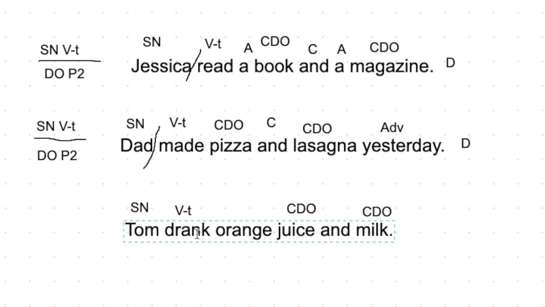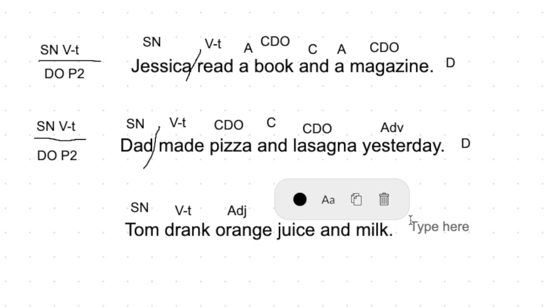What kind of juice did Tom drink? He drank orange juice. If we're talking about what kind, we know that it's an adjective describing juice. So we label this ADJ. And is always a conjunction. Period, statement, declarative sentence.